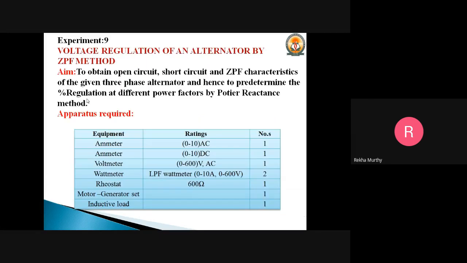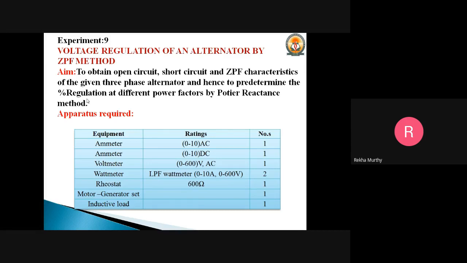Today I am here to explain the experiment related to cycle 2 of Electrical Machine Laboratory 1. The experiment is the voltage regulation of an alternator by the ZPF method. In the previous sessions, we discussed the voltage regulation of an alternator by the EMF and MMF methods. Here the concept of determining the voltage regulation is almost similar; we have only changed the method.